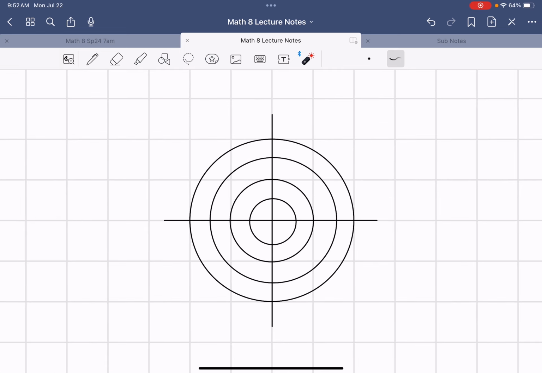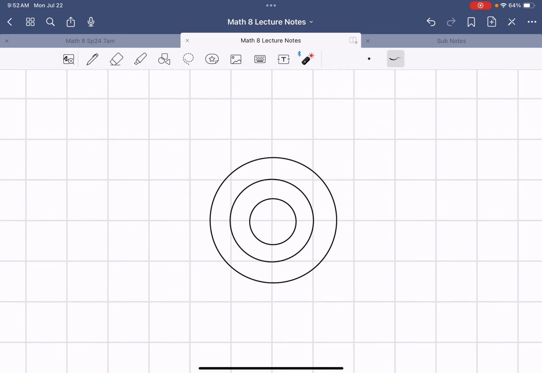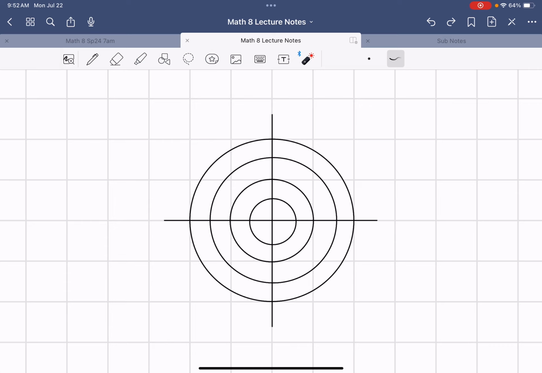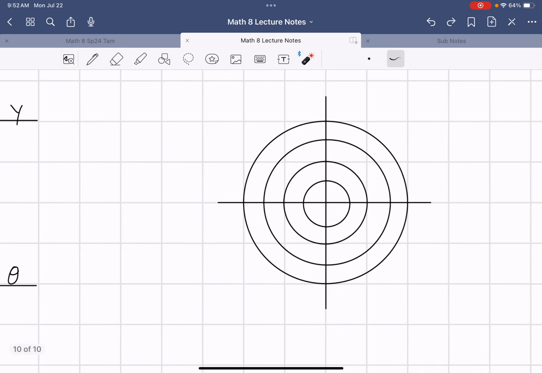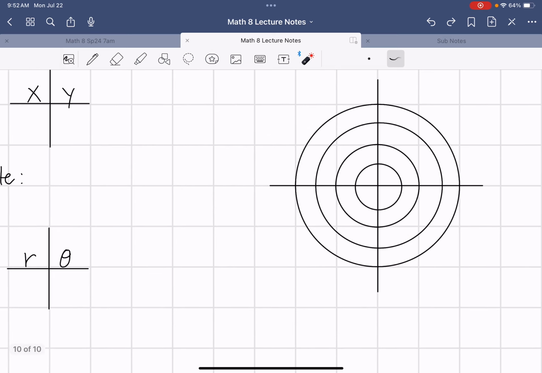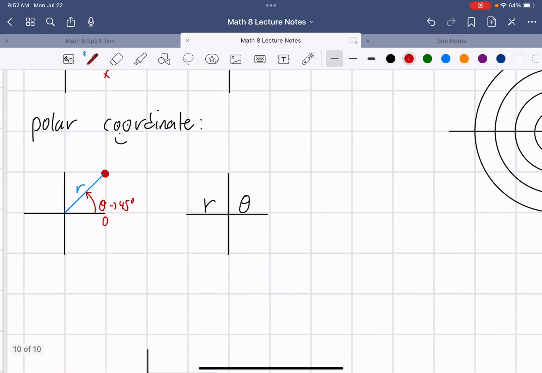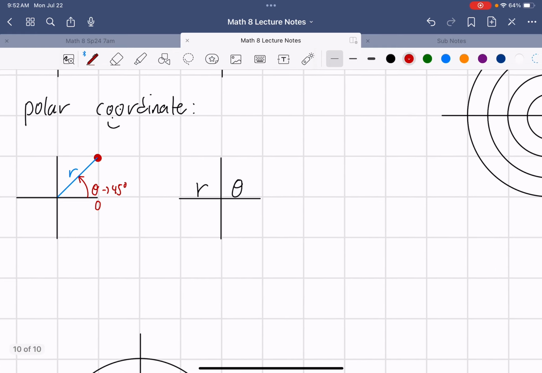Luckily my iPad lets me make nice circles, and I usually make these circles to help me with these points. But this is still just an x and y axis. We're just approaching it differently. We're just choosing to start at 0 and then rotate around this. But a couple things about the rotating. So let's make a quick note.